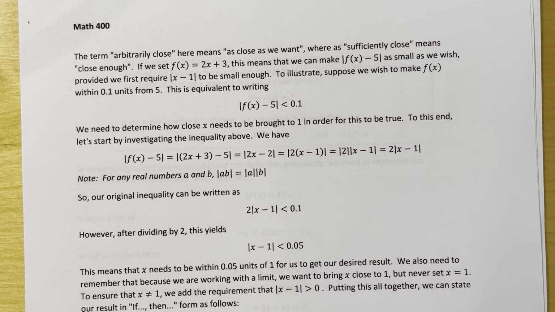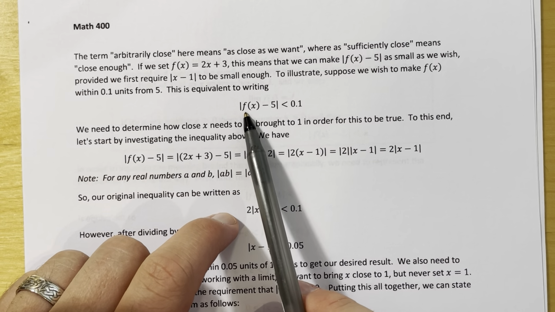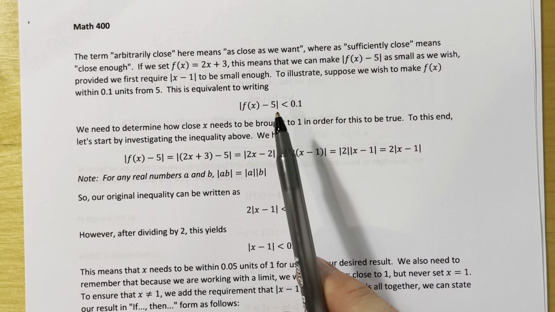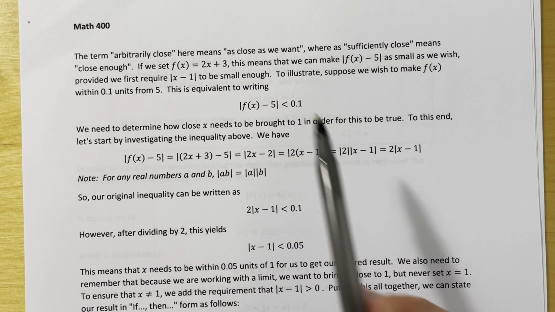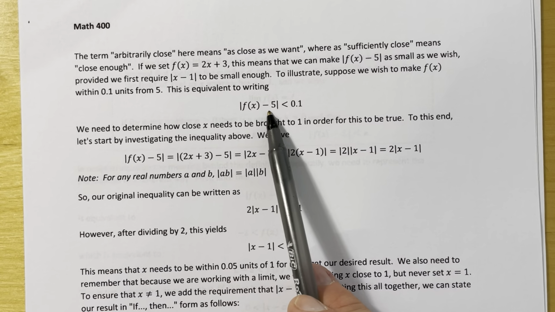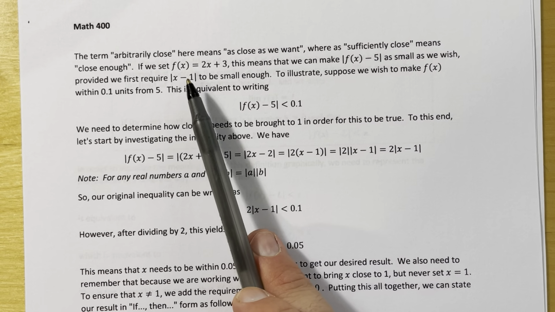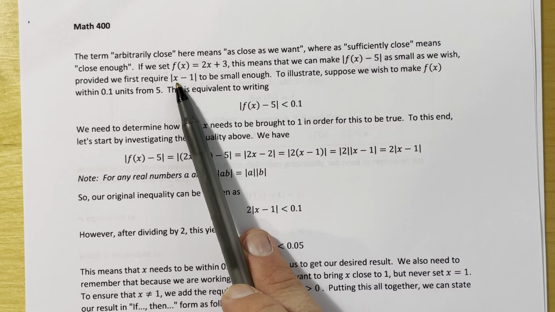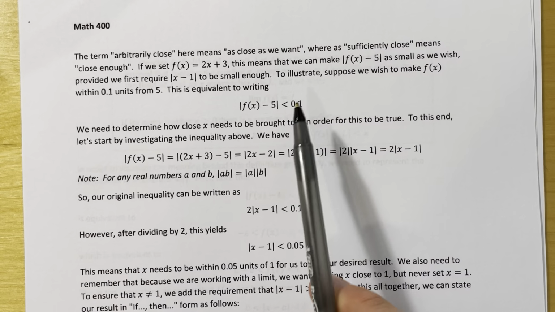Now, what was the point of going through all of that work? Well, again, we said that we want f of x to be within 0.1 units of 5, but the sufficiently close part of our intuitive definition is basically saying how close does x need to be made to 1 in order for this to be true. Okay, so remember, x is approaching 1, and when x is approaching 1, we're expecting f of x to approach 5. So how close does x need to be made to 1 in order for f of x to be within 0.1 units of 5?